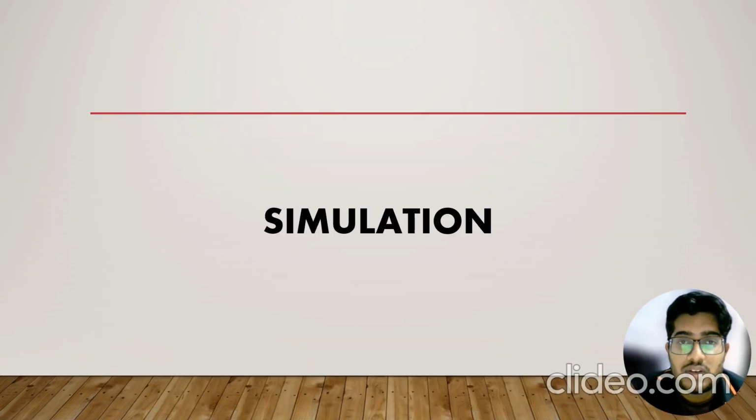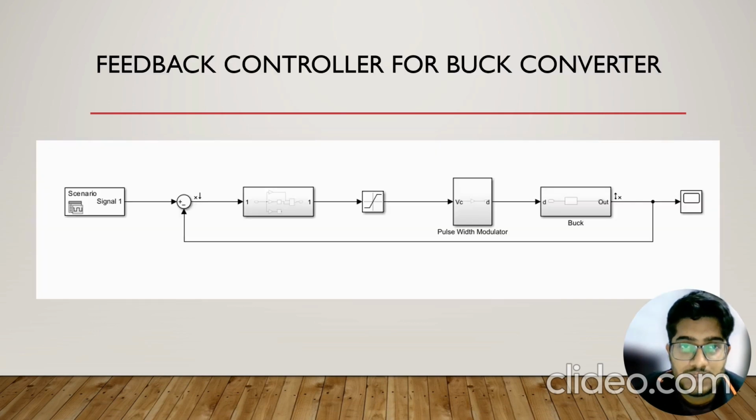Now I'll explain about the simulation part. So this is our feedback controller for buck converter. As you can see here, first on the left is the PID controller. In this PID, we will put the KP and KI old and new based on our calculation. And after that, there is a saturation, then PWM, and after that is a buck converter.